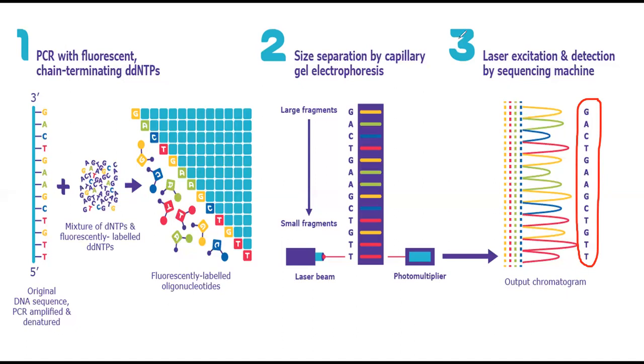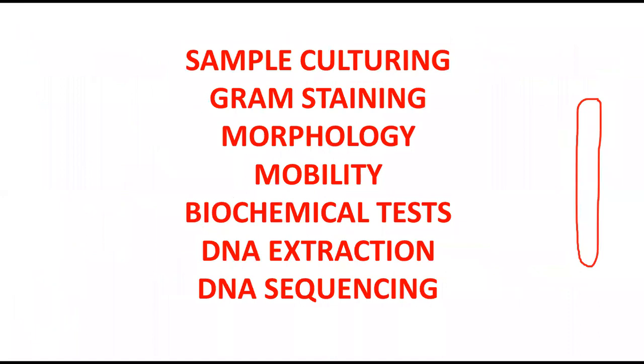Okay, so at the last, if we summarize today's lecture, what we have done: the first step is that you have to culture the sample. After that, when there is growth, you will perform gram staining, and through gram staining you will be able to know whether your microorganism is gram positive or gram negative.